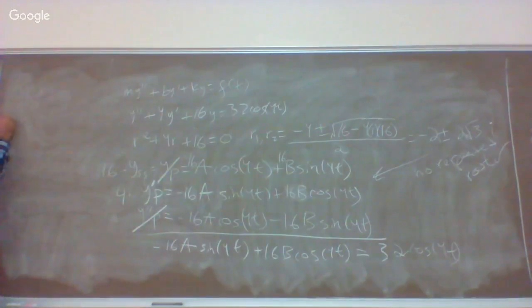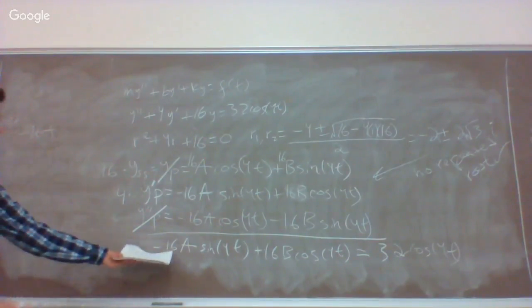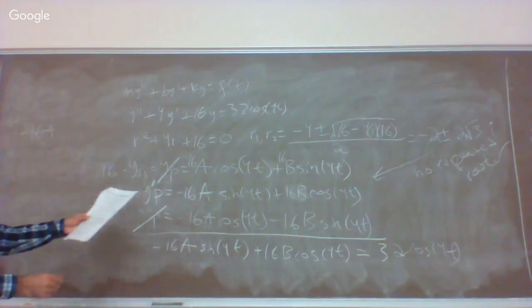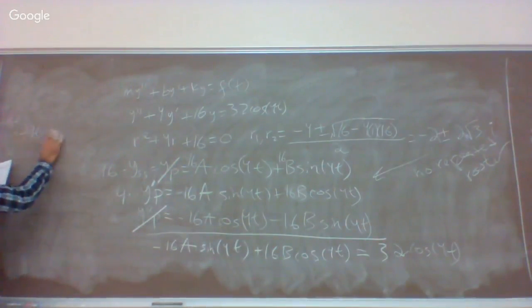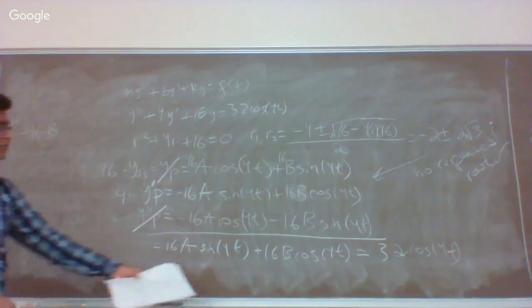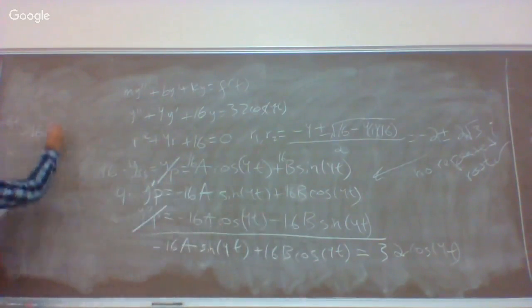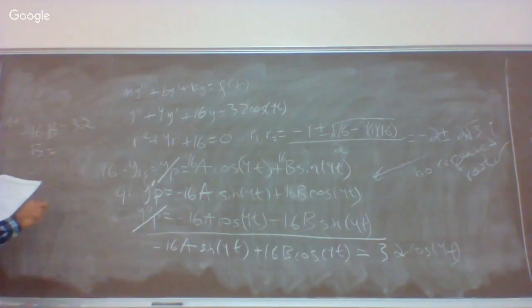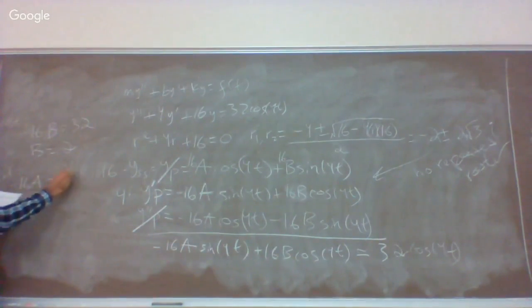Comparing coefficients for the cosine portion, I have negative 16b, yes, cosine is b, equal to a 32. So b is equal to, yeah, it's plus, sorry. Thanks. B is equal to a 2. For the sine portion, I have negative 16a equal to a 0. So a is equal to a 0.